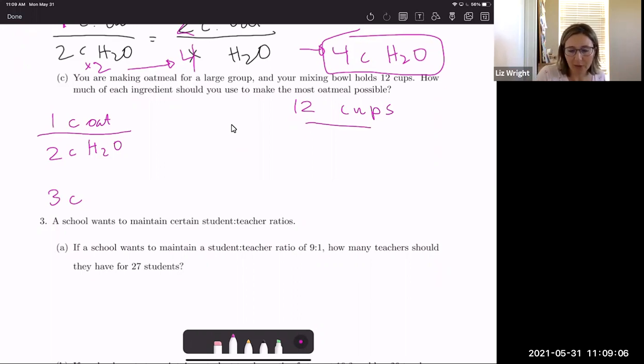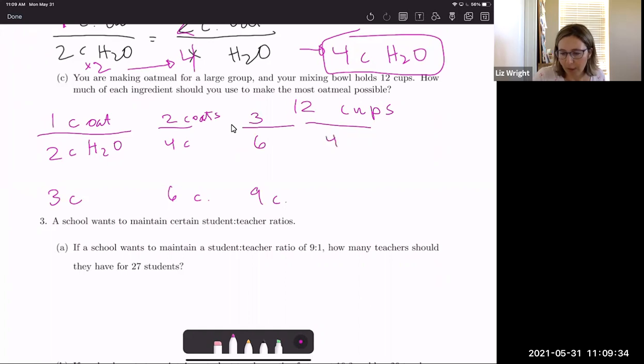So one thing you can do is you can just start doing multiples, and you can say, well, if I do 2 cups of oats, that's going to be 4 cups. And then that's going to give me 6 cups total. Like I'm adding 4 into a 6. Okay, then I do 3 cups, and then that's going to be 6 cups. And then that's going to be 9 cups total. So I'm getting closer. And let's go ahead and keep going.